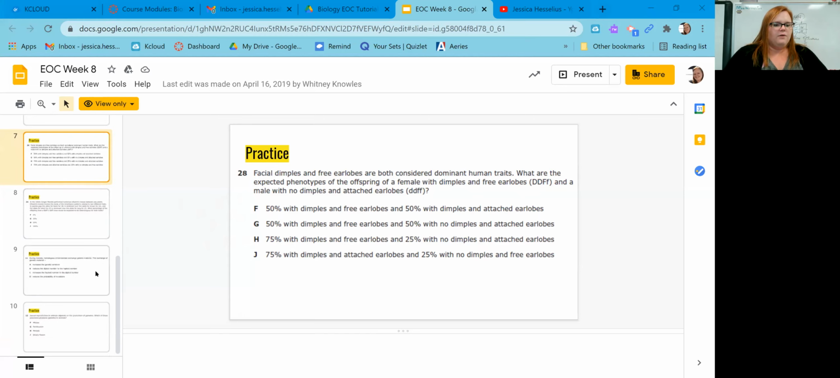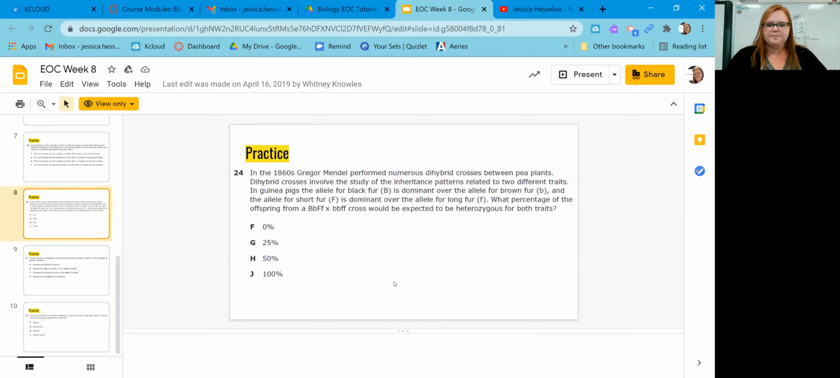I think we have one more practice question. It is also dihybrid. In the 1860s, Gregor Mendel performed numerous dihybrid crosses between pea plants. Dihybrid crosses involve a study of the inheritance patterns related to 2 different traits. They actually defined a dihybrid cross for you. In guinea pigs, the allele for black fur is dominant over the allele for brown fur. And the allele for short fur is dominant over the allele for long fur.